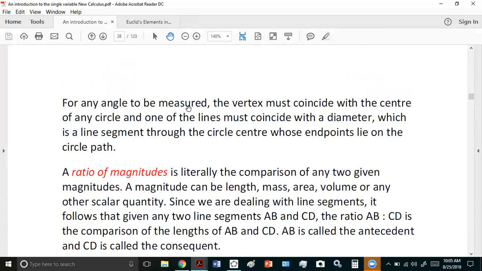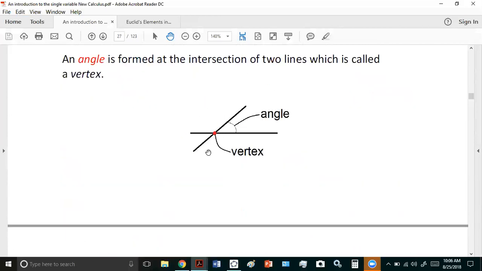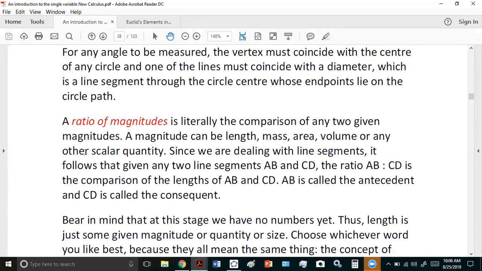For any angle to be measured, the vertex must coincide with the center of any circle, and one of the lines must coincide with a diameter. In other words, we're going to use our geometric object called the circle to well define our angle, okay? In other words, the measure of our angle, because now we only have a concept of an angle. The concept is that these are angles where the lines cross, okay? This is an angle, this is an angle, this is an angle, and this is an angle. But we haven't figured out a way to measure them, and that's what we do in the next step.